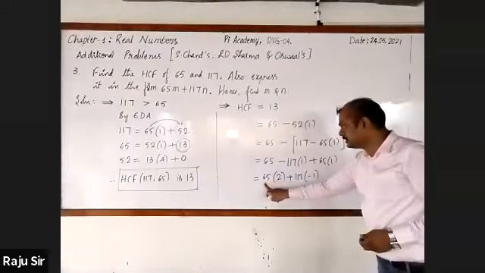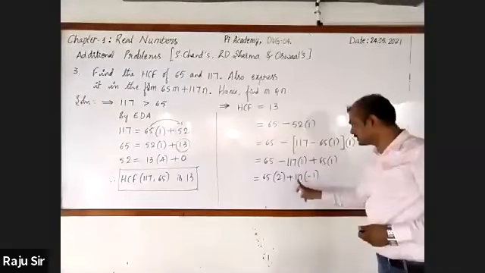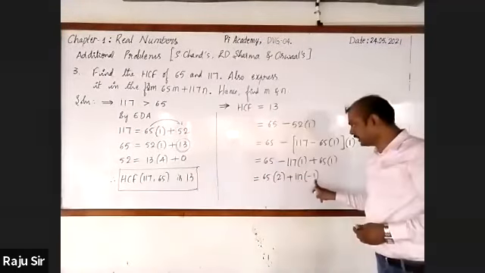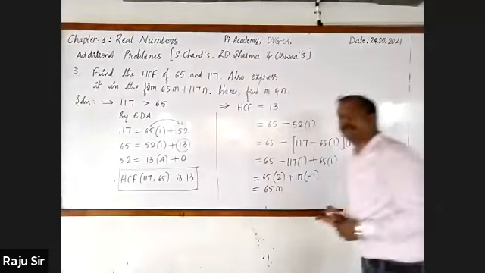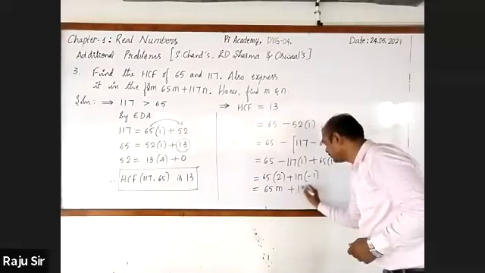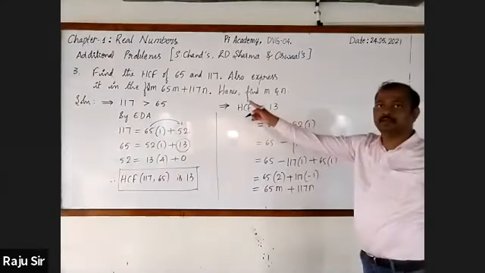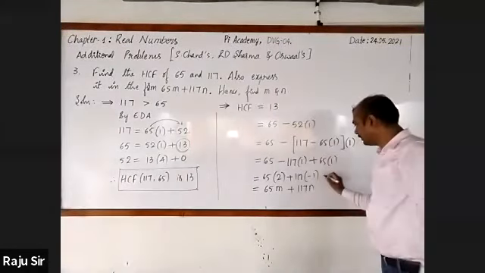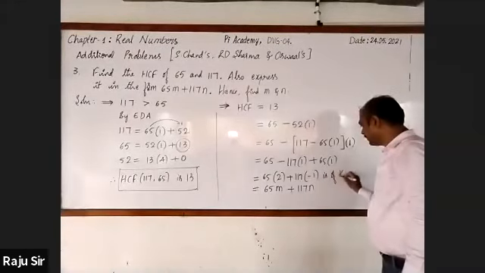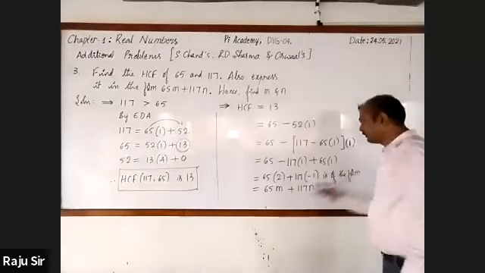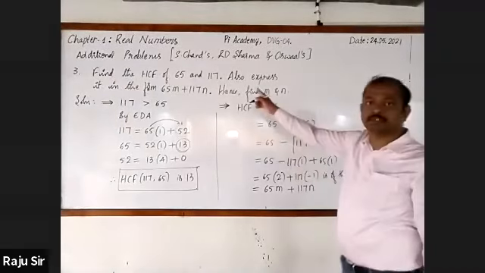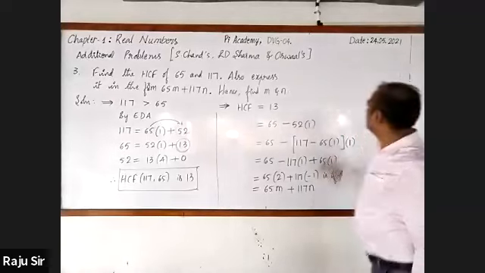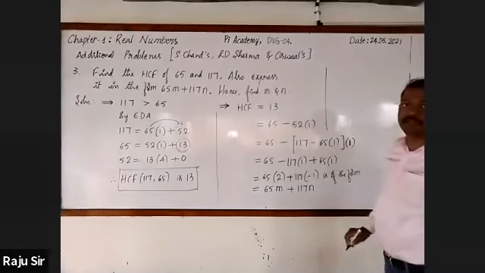Got it? Now see that 65 2 times plus 170 minus 1 times is of the form 65m plus 170n. So it is expressed in that form, like this. So we have answered the second sub-question. Now let us find out the values of m and n.